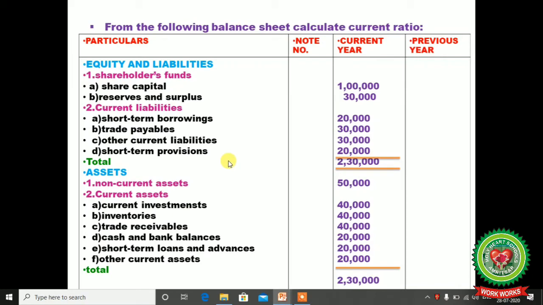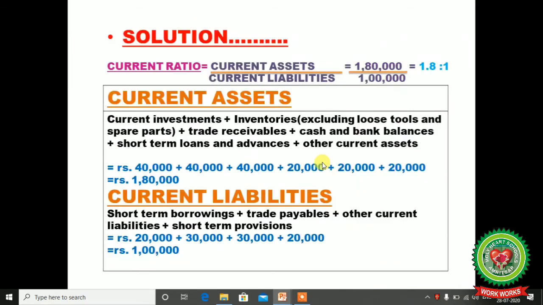See, short-term provision 20,000. Recorded all the current liabilities. Now add all the current liabilities. So total current liabilities here, students, 1 lakh. Okay, apply it into the formula. 1,80,000 current assets divided by current liabilities 1 lakh. So the end result is 1.8 ratio 1. Is it satisfactory, students? No, it is not satisfactory because your ideal ratio is 2:1.